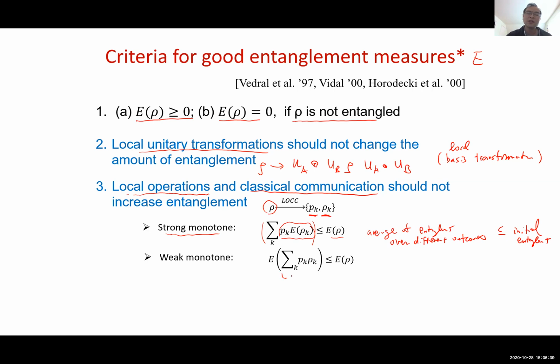The second one is slightly weaker. So instead of averaging the entanglement over different products, I first average over the different outcomes to get a rho, sort of average rho. That's this. And then for the averaged rho, the entanglement of that should also be less than the initial entanglement. Okay.